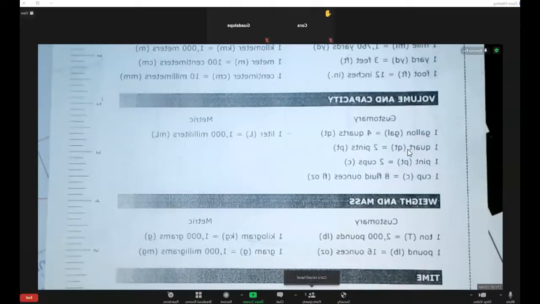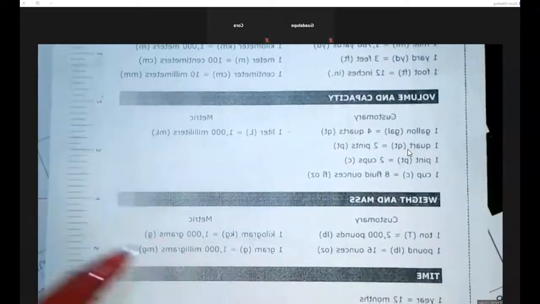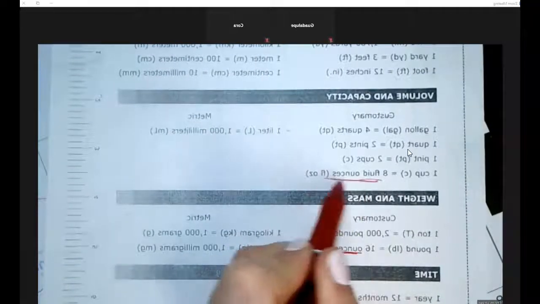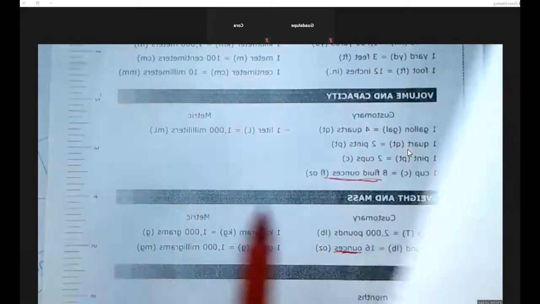Evangeline, what do you think? Weight, very good. So ounces by itself right here is in weight. Not fluid ounces, that would be liquids or volume. Okay? The next one.